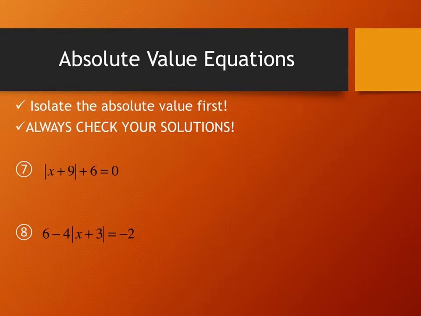We're going to switch gears just a little bit. You worked with some absolute value stuff in chapter P. We're going to work with absolute value equations now in chapter 1. Some reminders about absolute value equations if you haven't dealt with them in a while. The first thing you need to do is isolate the absolute value. And the second thing, in big bold type because it's the easiest to forget, is you have to check your solutions.